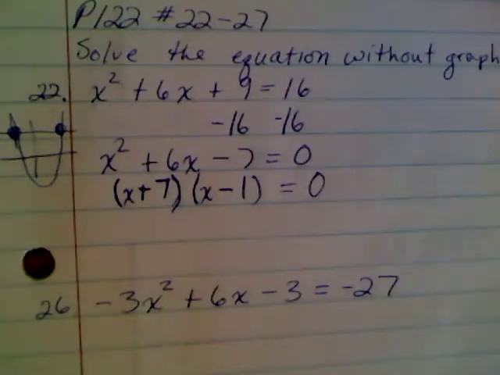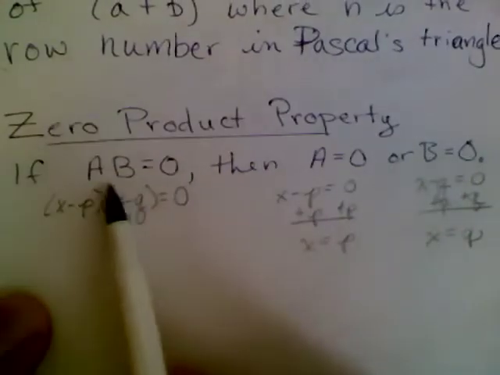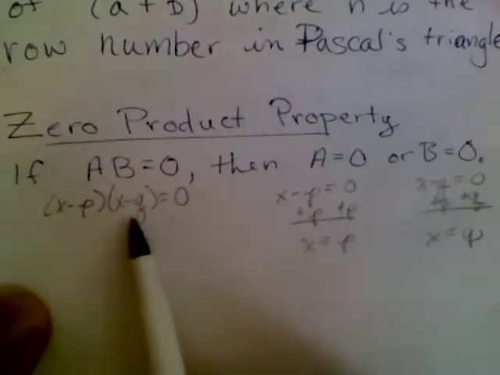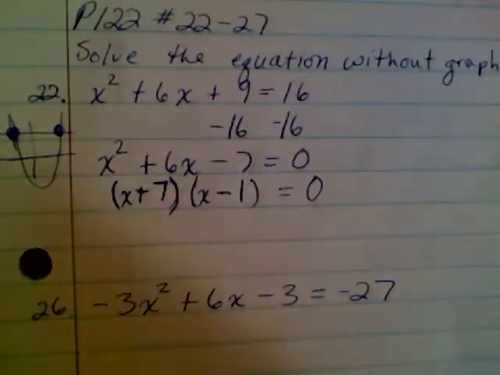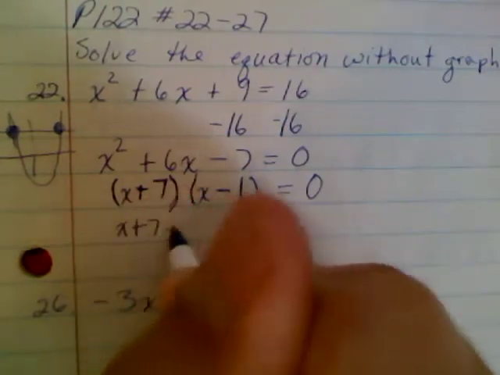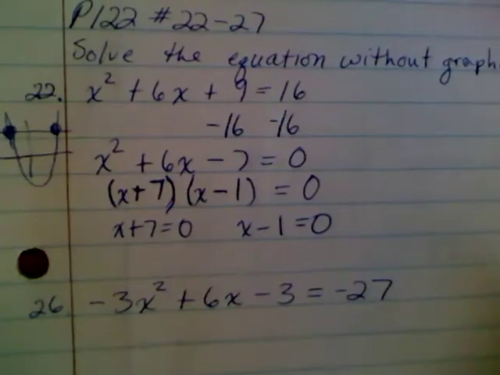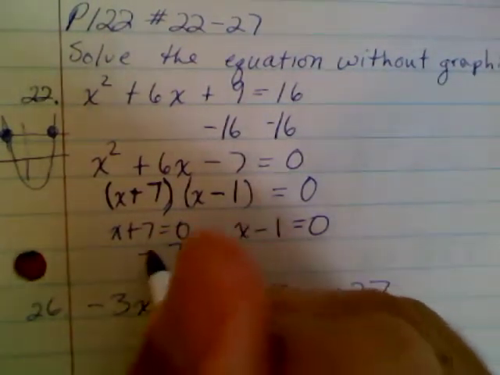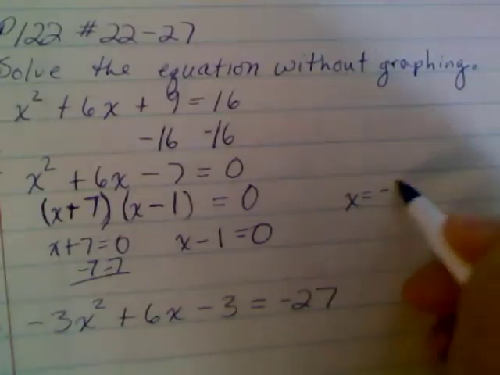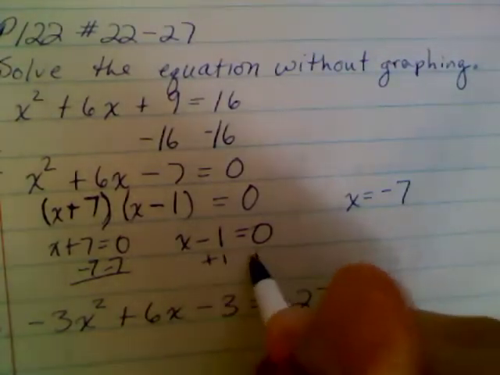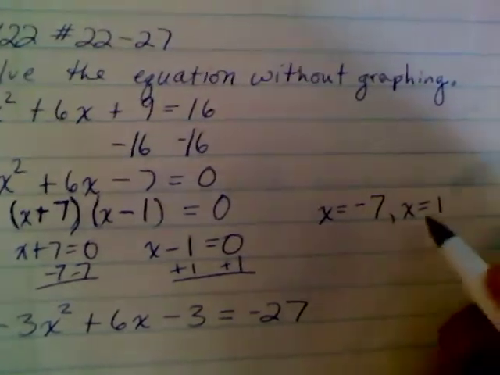We're almost finished. Remember the zero product property. I'm going to show it again. If you have two factors multiplied by each other equals 0, just set each one of those factors equal to 0. So here, x plus 7 equals 0. X minus 1 equals 0. Now what we're going to do is subtract 7 from both sides. X equals negative 7. Add 1 to both sides. X equals 1. So those are my two solutions.